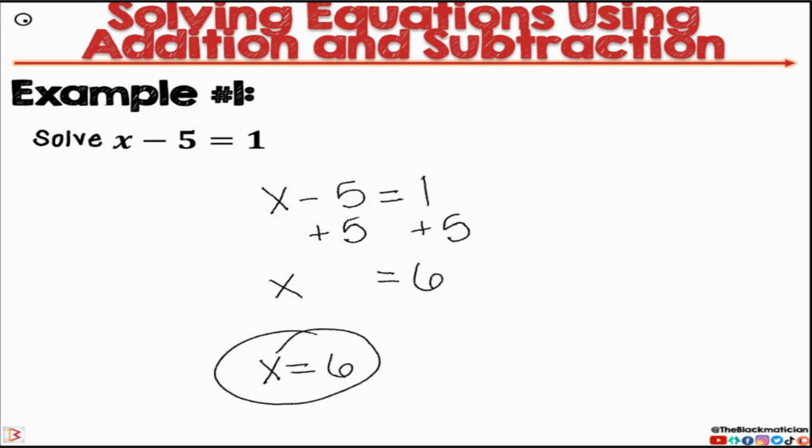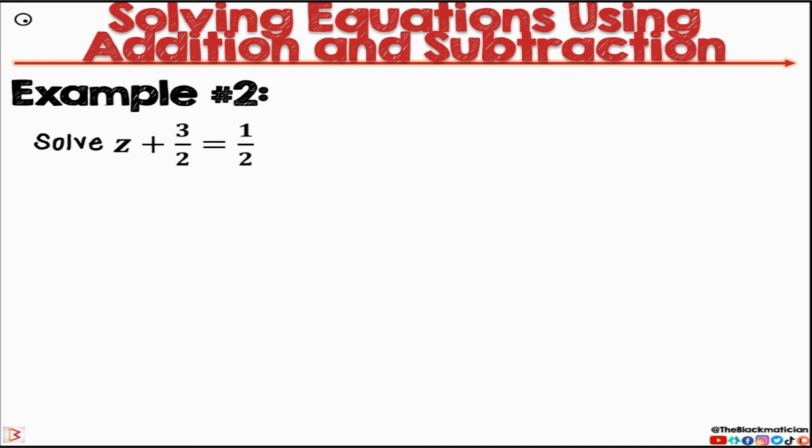Let's do another example. Example number 2, solve z plus 3 over 2 equals 1 over 2. So first things first, make sure you write your equation again. Now, this is adding 3 over 2, and I want to do the subtraction property so that I can make sure I subtract the same thing from both sides. So we are going to subtract 3 over 2 from both sides.